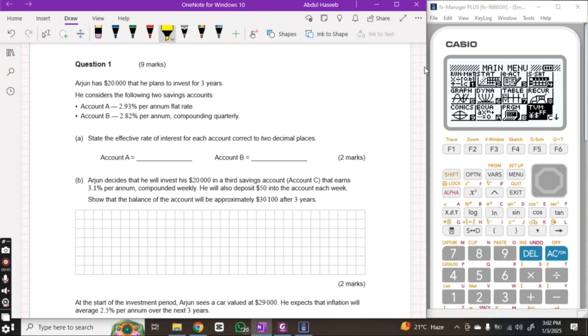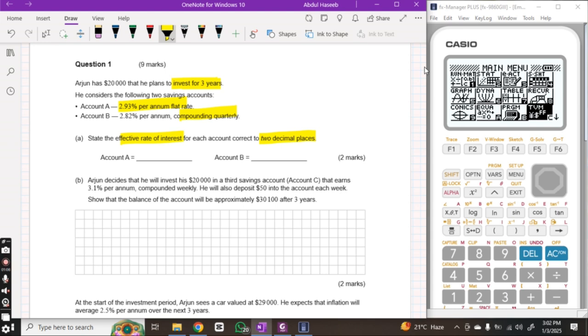So Arjun has $20,000 that he plans to invest for 3 years, and he considers the following two saving accounts. Account A offers 2.93% per annum flat rate, whereas account B offers 2.82% per annum compounded quarterly. So we have to state the effective rate of interest for each account correct to two decimal places.